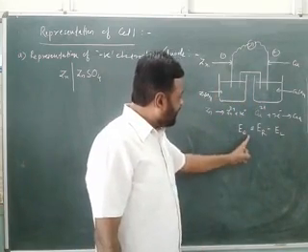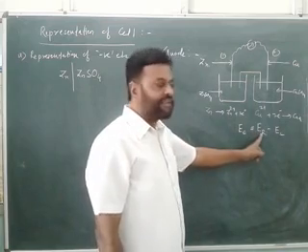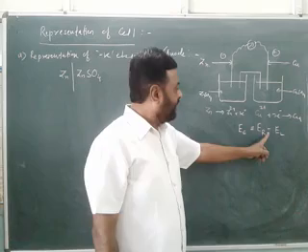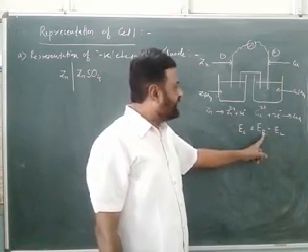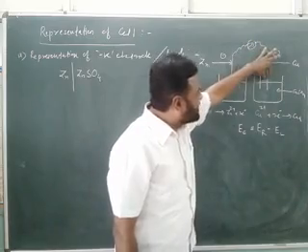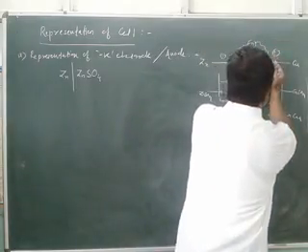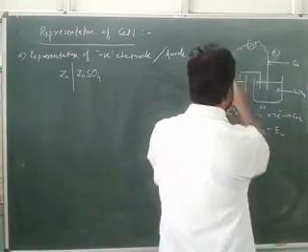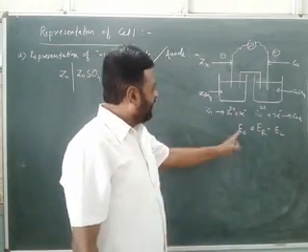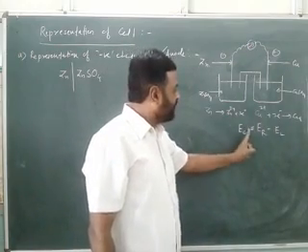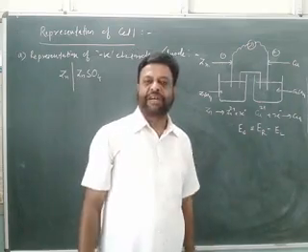And the EMF of the complete cell, E_cell, is equal to E_R minus E_L. E_R means the reduction potential of the right hand side electrode, minus the reduction potential of the left hand side electrode. The difference between these two reduction potentials is known as the EMF of the complete cell.